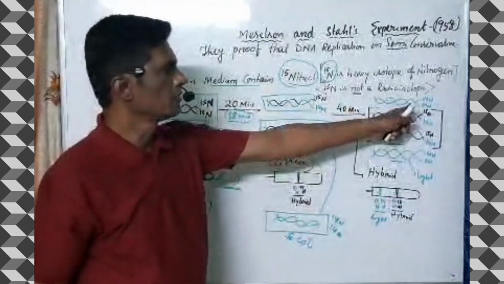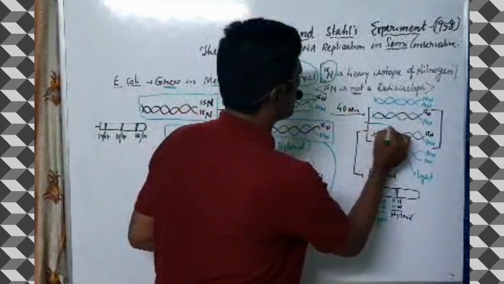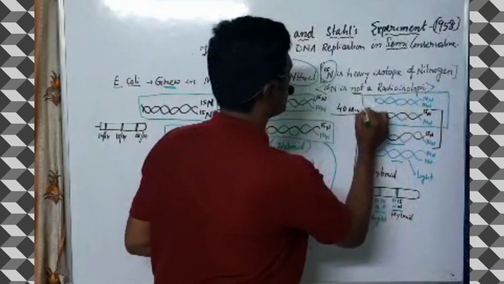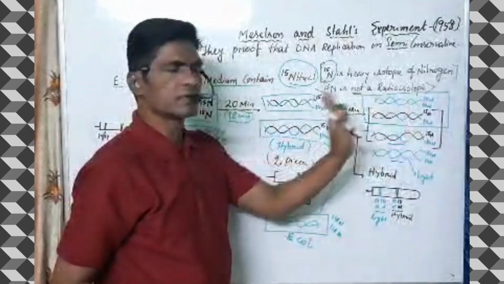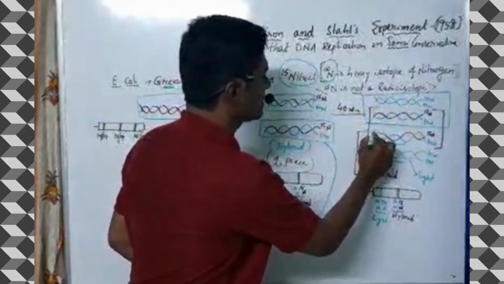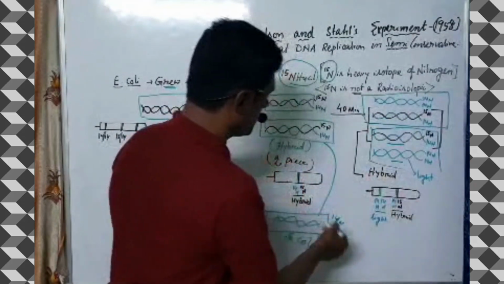E. coli bacteria to produce light. So this is another bacteria. They produce the two DNA. Out of the two, one is light, another is a hybrid. This is again the same thing. The two DNA they produce after multiplication of this E. coli bacteria.